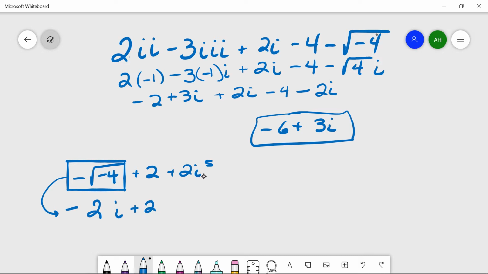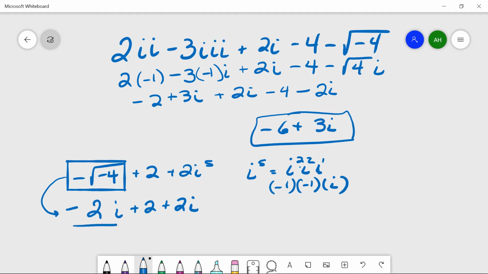Okay, this i to the 5th equals i squared times i squared times i to the 1st, right? So negative 1 times negative 1 times i, right? So that's just going to come out to be a positive i. Okay, so then I've got plus 2i. Okay, so now here I have a negative 2i, here I have a positive 2i, so this entire thing just comes out to be 2.